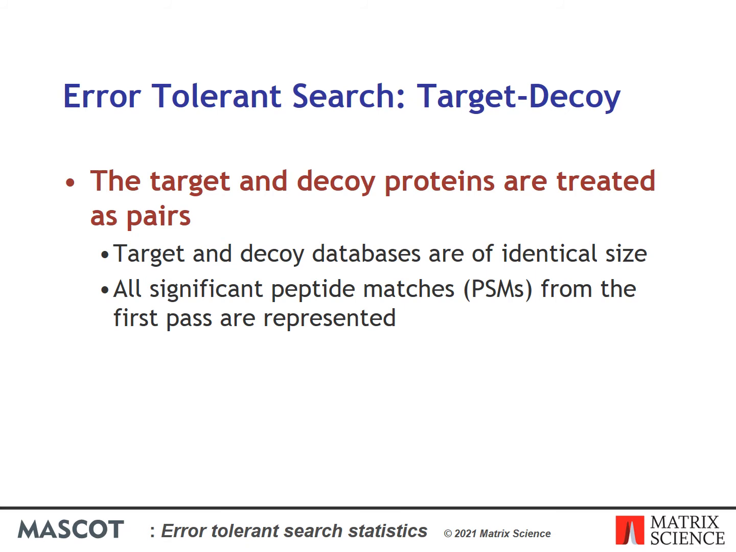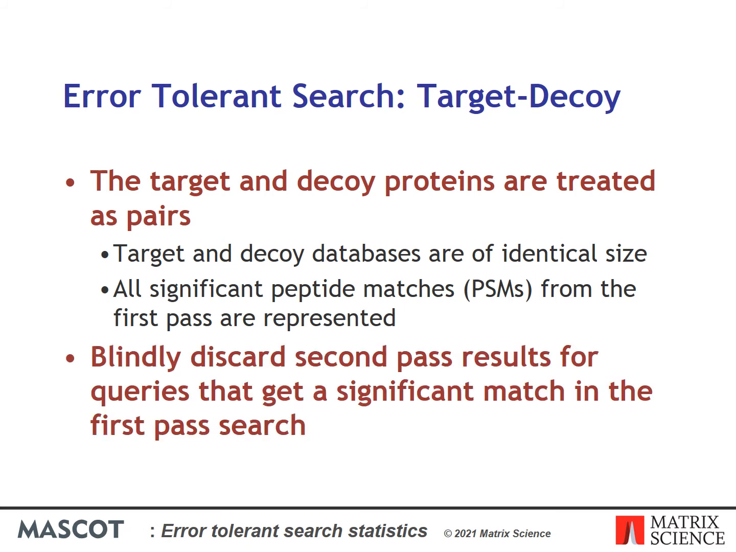If a query gets a significant match in the first pass search, this is what we report, and we blindly discard the second pass results for this query. Now sometimes this may mean a stronger match is missed, but to do otherwise would be statistically dishonest.